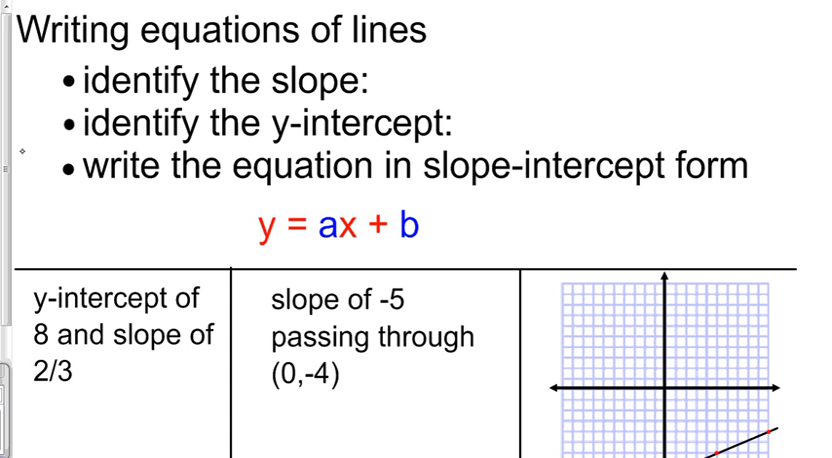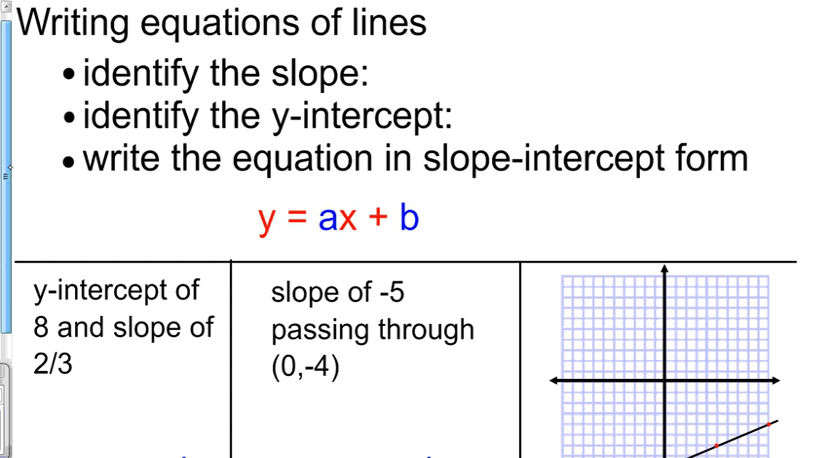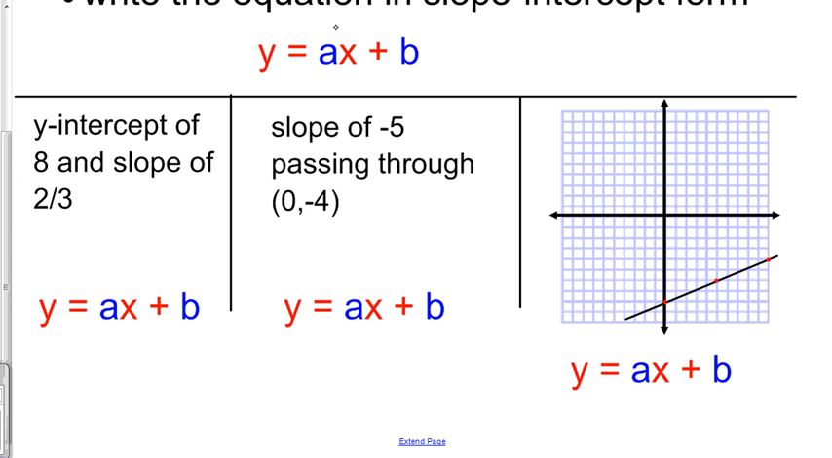All right, last piece right here is writing equations of lines. If I want to write the equation of a line, I just need to know 2 things. I need to know the slope, because that's my coefficient of x, and I need to know my constant, which is my y-intercept. So in this one, they tell me my y-intercept is 8, so I know that this constant value has to be 8. And they tell me my slope is 2/3, so I know the coefficient of x is 2/3. So right away, I can write the equation y equals 2/3 x plus 8.